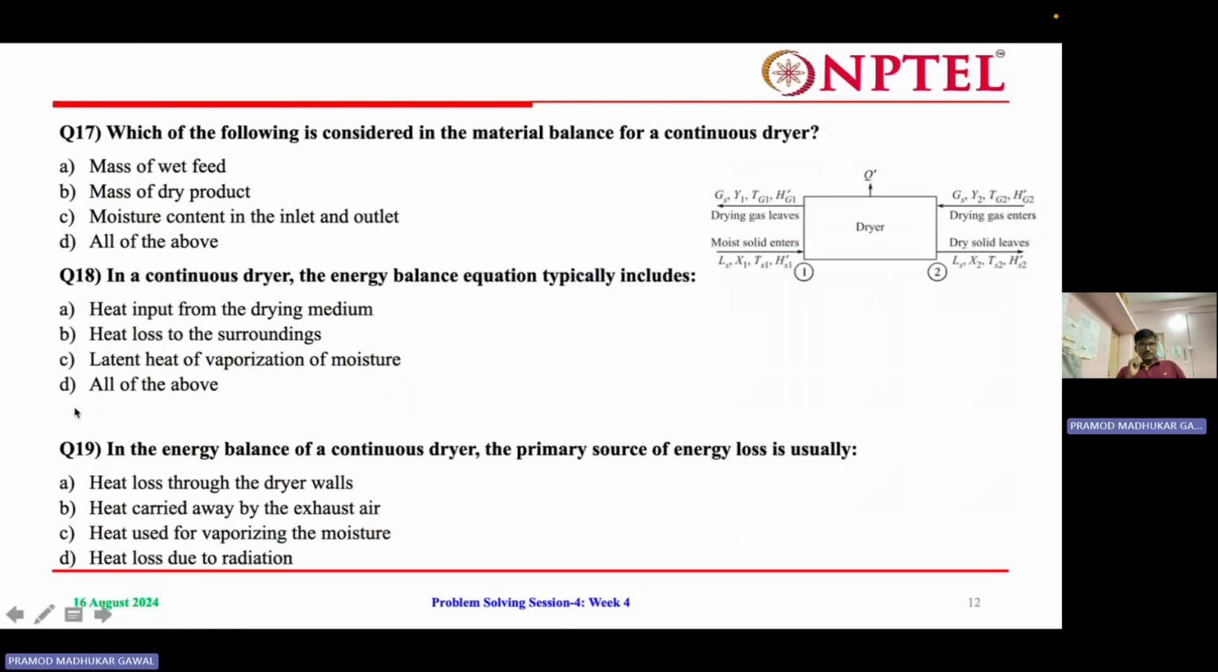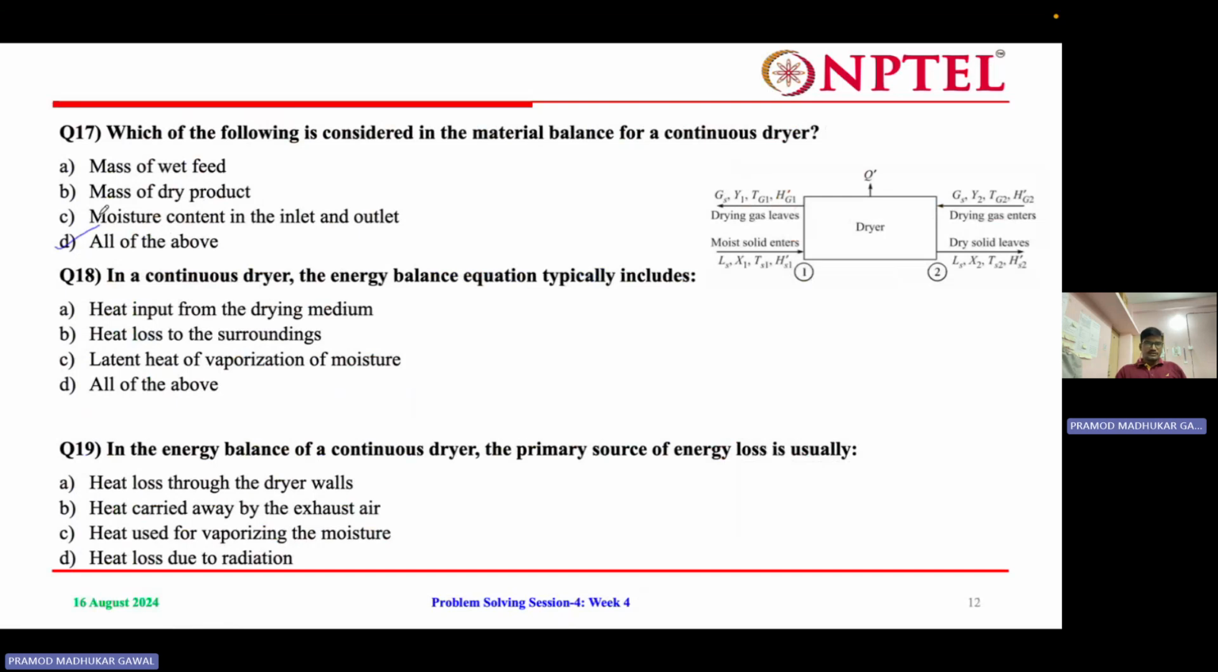Question 17. Which of the following is considered in the material balance for a continuous dryer? Mass of wet feed, that's also considered; mass of dry product, that's also; moisture content in inlet and outlet; all. So here is our option D. So all these factors are considered in a material balance for continuous dryers.